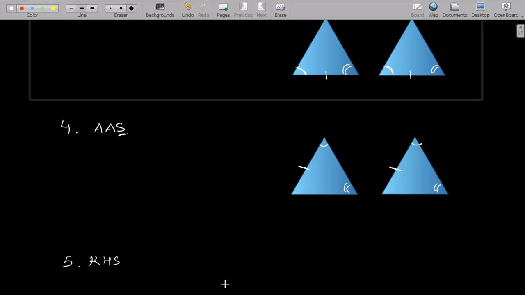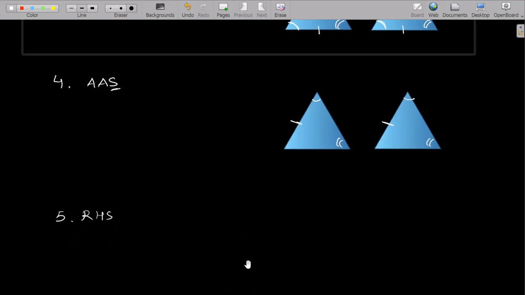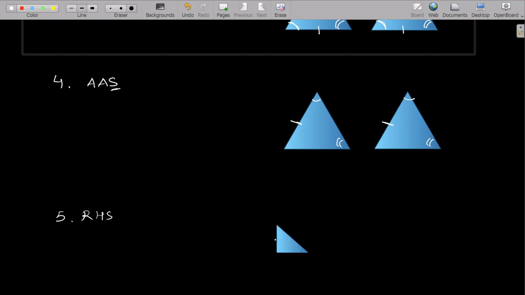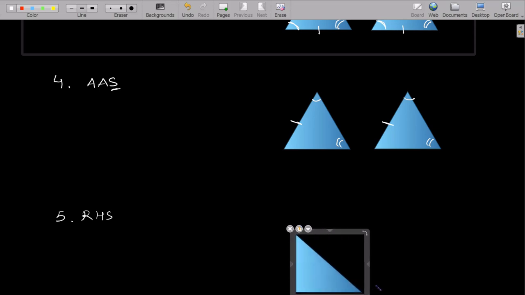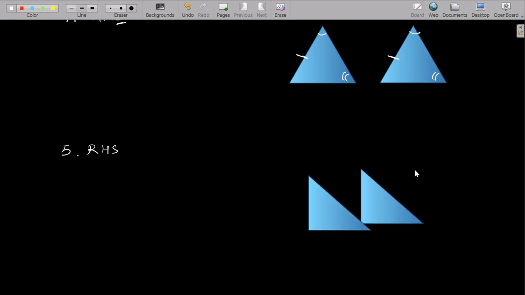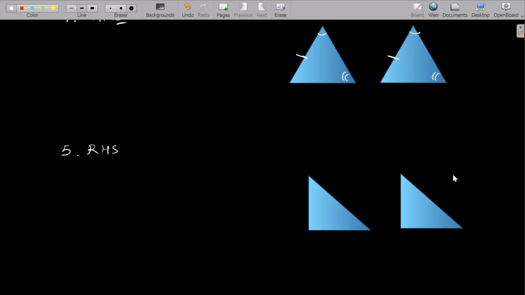RHS. Have you heard of this one? No, I have not. So this is for right angle triangles? Yes. Have you heard of the hypotenuse leg rule? No, I have not. Okay, so RHS, this rule is only applicable in right triangles.